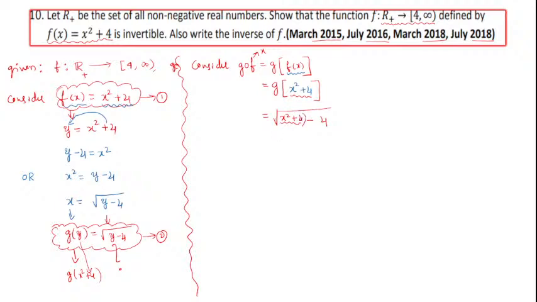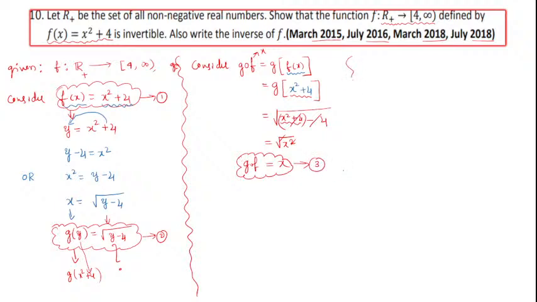So this will be in the format of what? Root of y minus 4. Clear? Again plus 4 minus 4 gets cancelled here, remaining will be what? Root of x square. Again root and square will get cancelled, remaining will be x. So you will get GOF function. The composition of g and f will give you x. Take it as equation number 3.